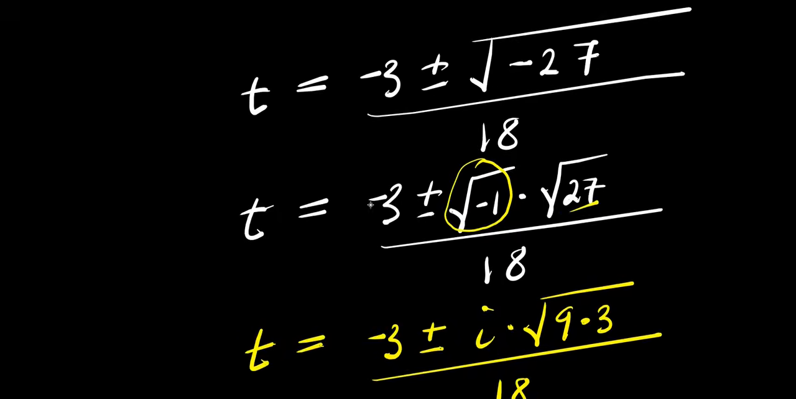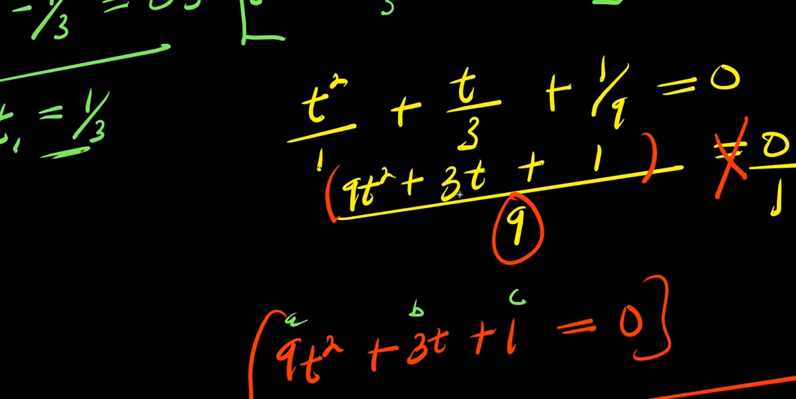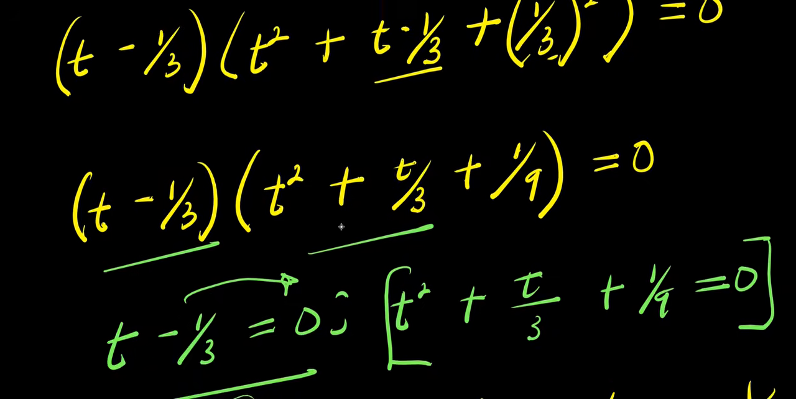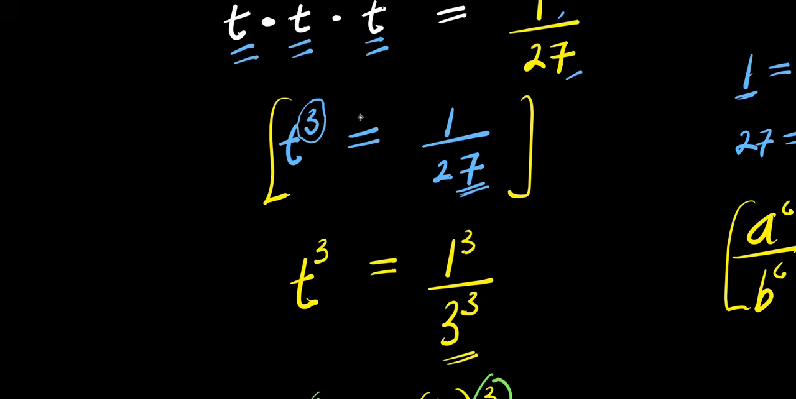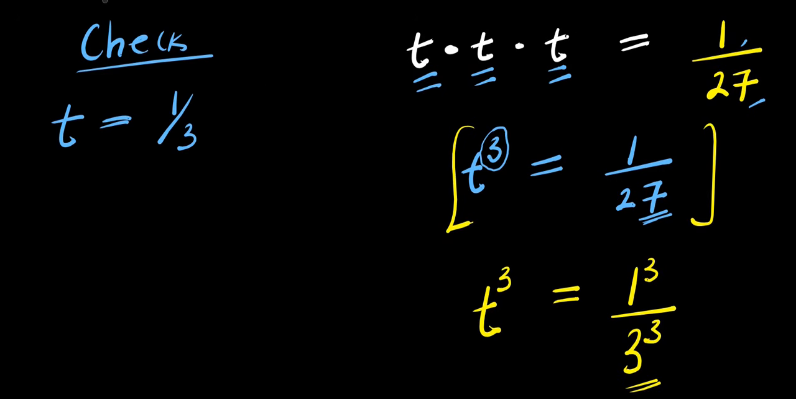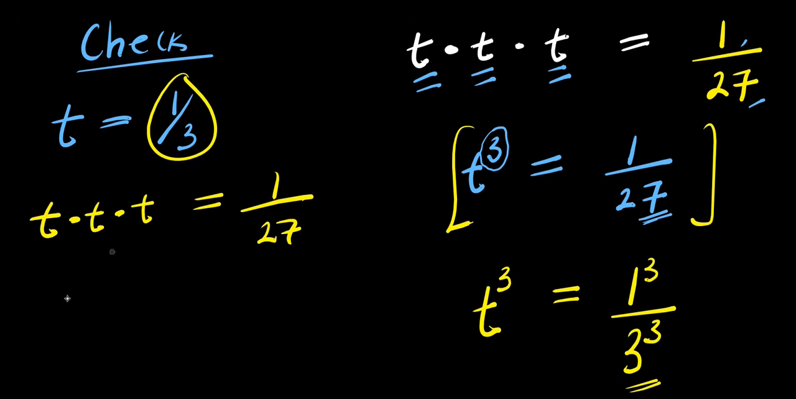Now we also have a real solution, which is t equals 1 over 3 here. So what you need to do is to insert this particular value for t, and let's check if it's going to satisfy this equation. I have checked, and t equals 1 over 3. From what we have solved so far, let's insert 1 over 3 for t here. Remember, t times t times t equals 1 over 27, and t is 1 over 3. I'm going to have 1 over 3 times 1 over 3 times 1 over 3. Is it equal to 1 over 27?